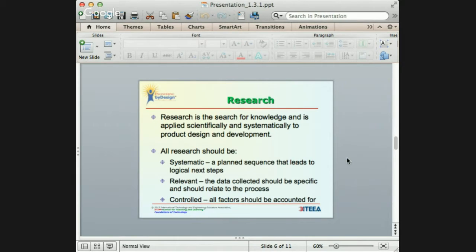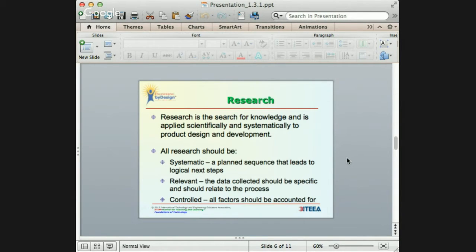All right, it should be relevant. So that means that when you look at the process, it should definitely relate and be controlled. All factors should be accounted for. For example, let's say that I'm doing research on an invention that I want to make that teleports people or whatever. So I need to make sure that all of my factors are controlled for.